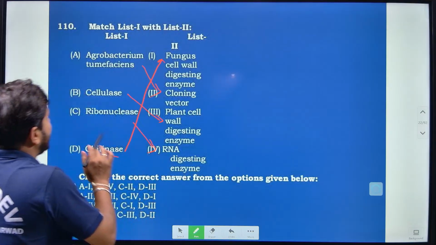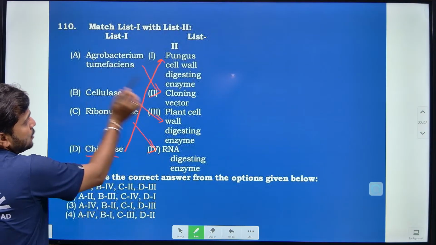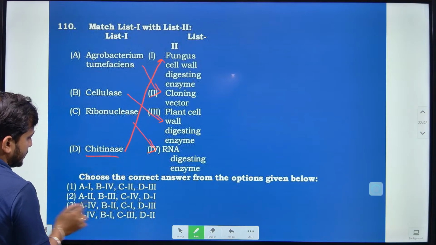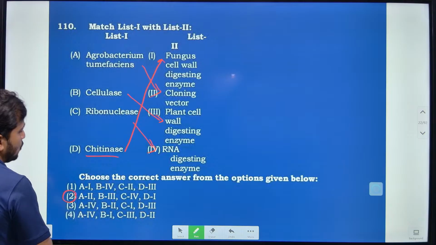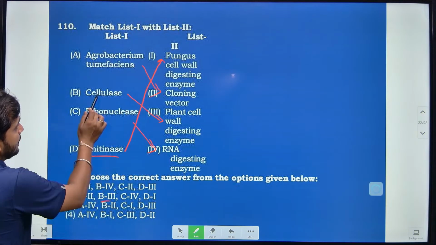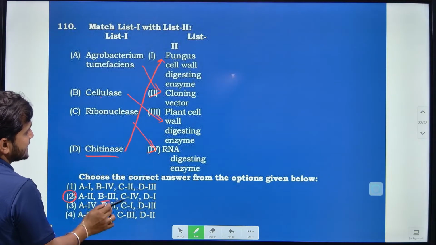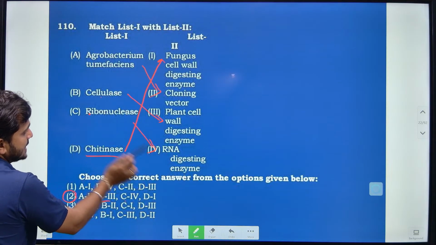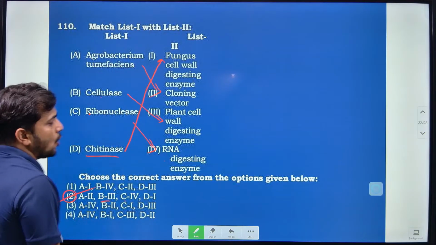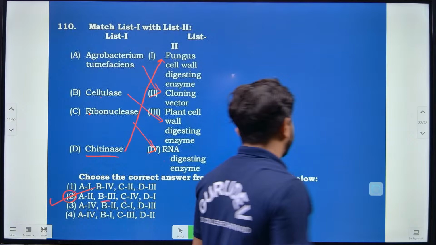So according to that, what I am finding here is A to 2, which matches only option 2. Then B I have mentioned 3. Then C is 4, and D is 1. According to that, option 2 is correct here.